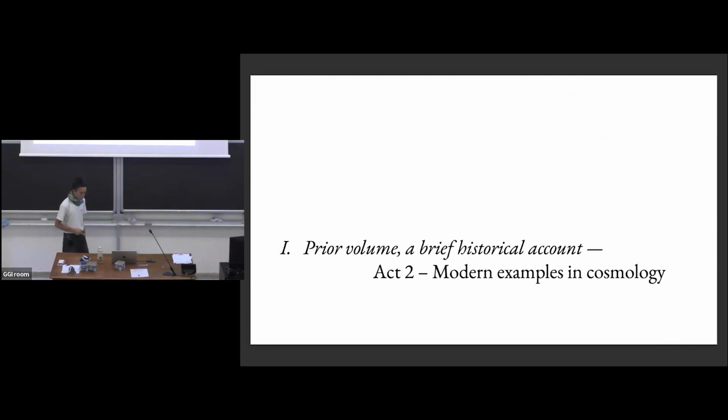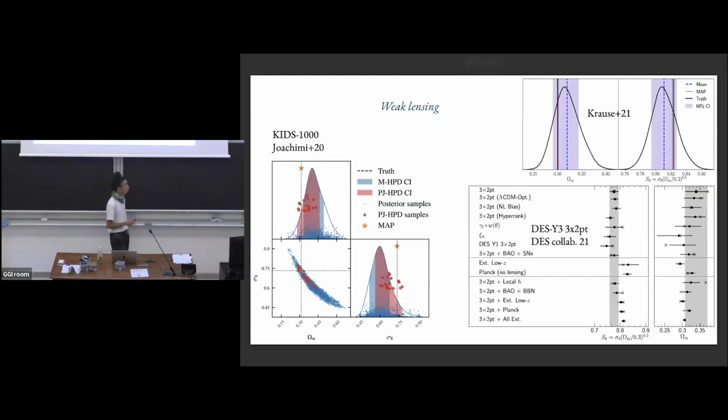Okay, so how is this legacy influencing modern cosmology? Well, as you know, we still have this problem of prior volume effects, and here are some examples. Some examples from weak lensing: these are mock data that are fit by the KiDS collaboration or by the DES collaboration, and you can see that the posterior means are substantially shifted with respect to the truth of the mock.